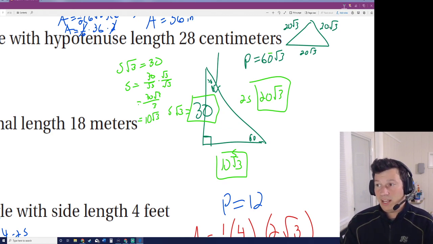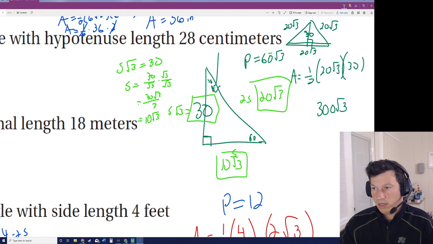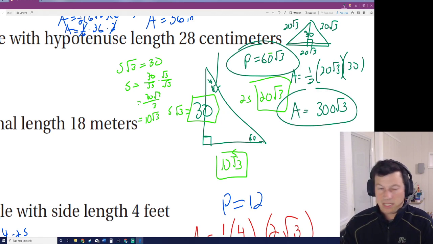And now the area is going to be 1/2 the base, which is 20 root 3, times the height, which they gave me, and it's 30. So that's my area. 20 times 30 is 600, divided by 2 is 300, so 300 root 3, and then whatever the units are, they're down there. That's how we would end up. All right, so hopefully that helped.